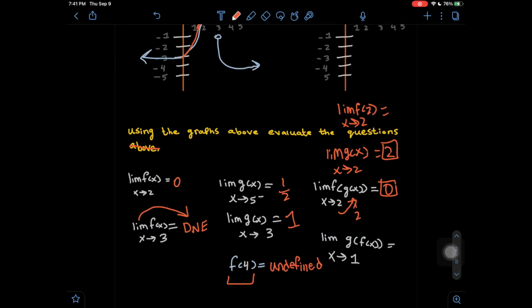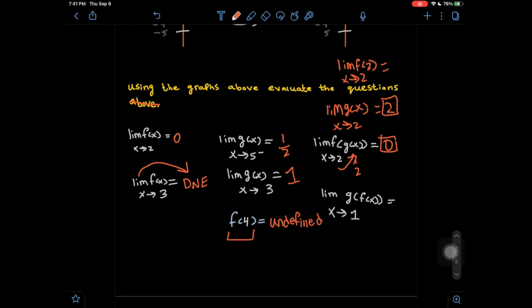Next, we have the question, limit of g of f of x as x is approaching 1. Again, we're going to split it up. So let's look at the inside portion of this first. We're going to substitute in the 1 here for our x. So we're going to have the limit as x approaches 1 of f of 1.